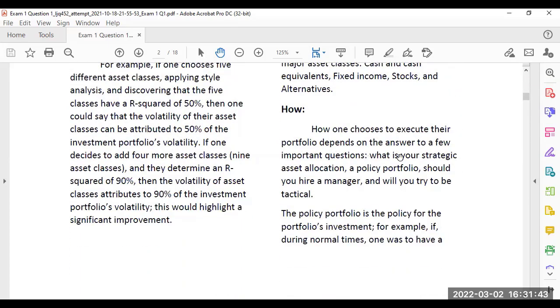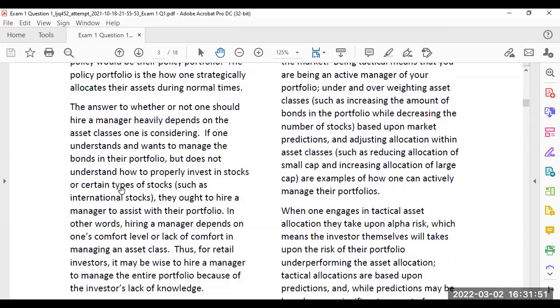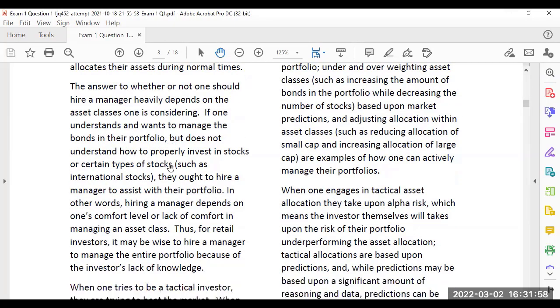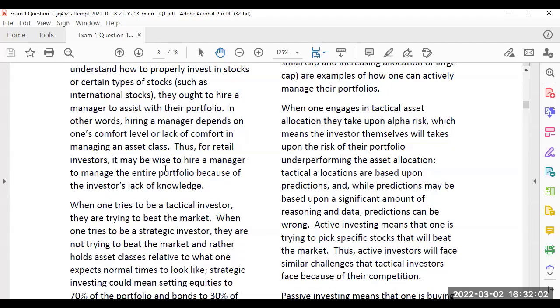They answer a few questions. What is your strategic allocation? A policy portfolio: should you hire a manager? We try to be tactical. He goes through each one of those. Whether or not you should hire a manager heavily depends on the asset classes one is considering. He goes into a lot of detail. Some of this we talked about, but it's not necessarily in the notes.